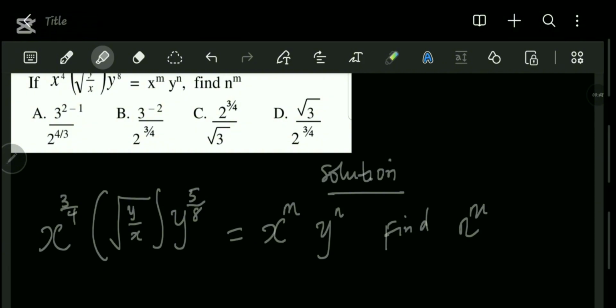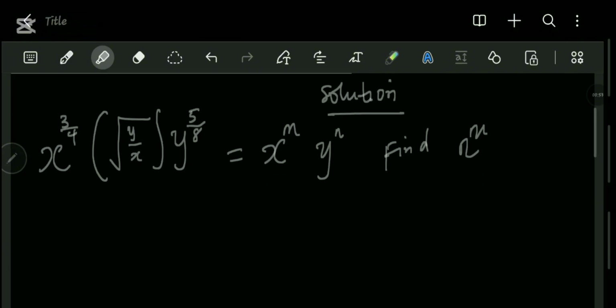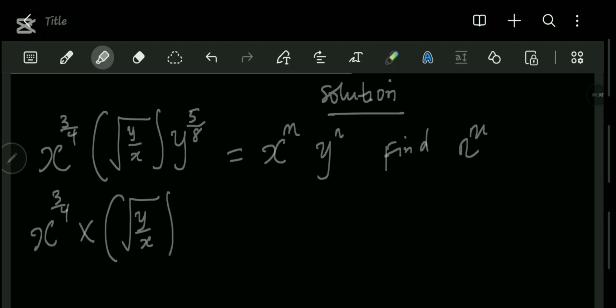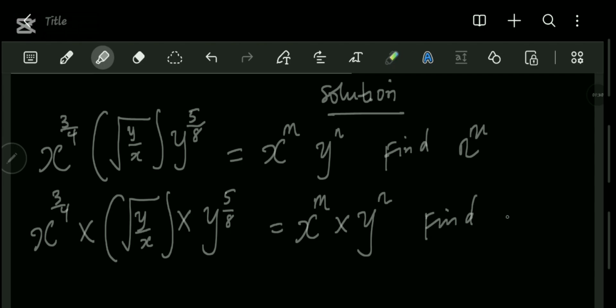First, we have to know what sign is in operation here. The sign in operation here is the multiplication sign. So we have x raised to 3 over 4 multiplied by, since the sign between this and this bracket is a multiplication sign, the square root of y over x, then multiplied by y raised to 5 over 8 is equal to x raised to m multiplied by y raised to n. And we're asked to find the value of n raised to m.